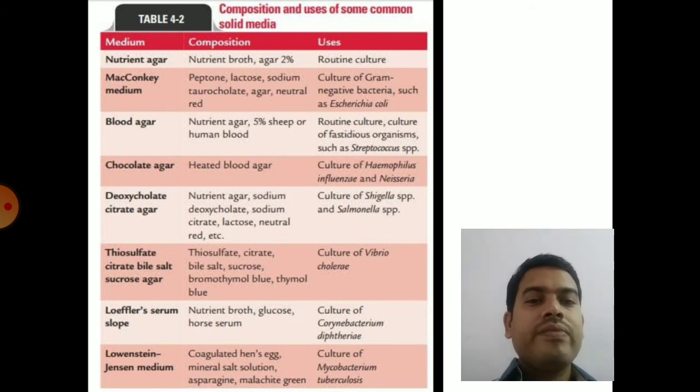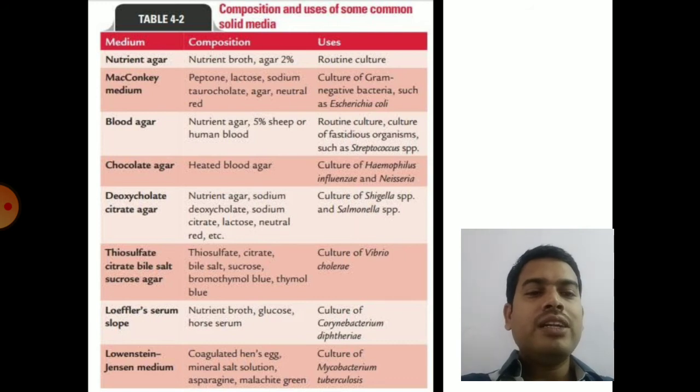And deoxycholate citrate agar is for culturing Shigella and Salmonella species. Thiosulfate citrate bile salt sucrose agar is for culturing Vibrio cholerae. Loeffler's serum slope medium is for Corynebacterium diphtheriae, and Lowenstein-Jensen medium is for Mycobacterium tuberculosis.